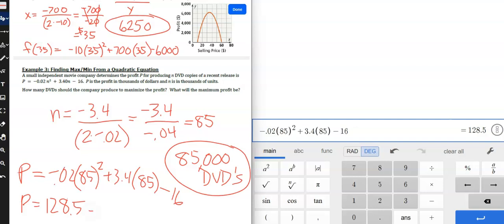But 128.5, that's thousands. So that's really $128,500. Okay, so not making tons of movies, or money. It is a small independent movie company, but that seems like a lot of DVDs for a small amount of profit. I mean, look, you're making like, I don't know, $1.50 a DVD. Doesn't seem like the best profit.